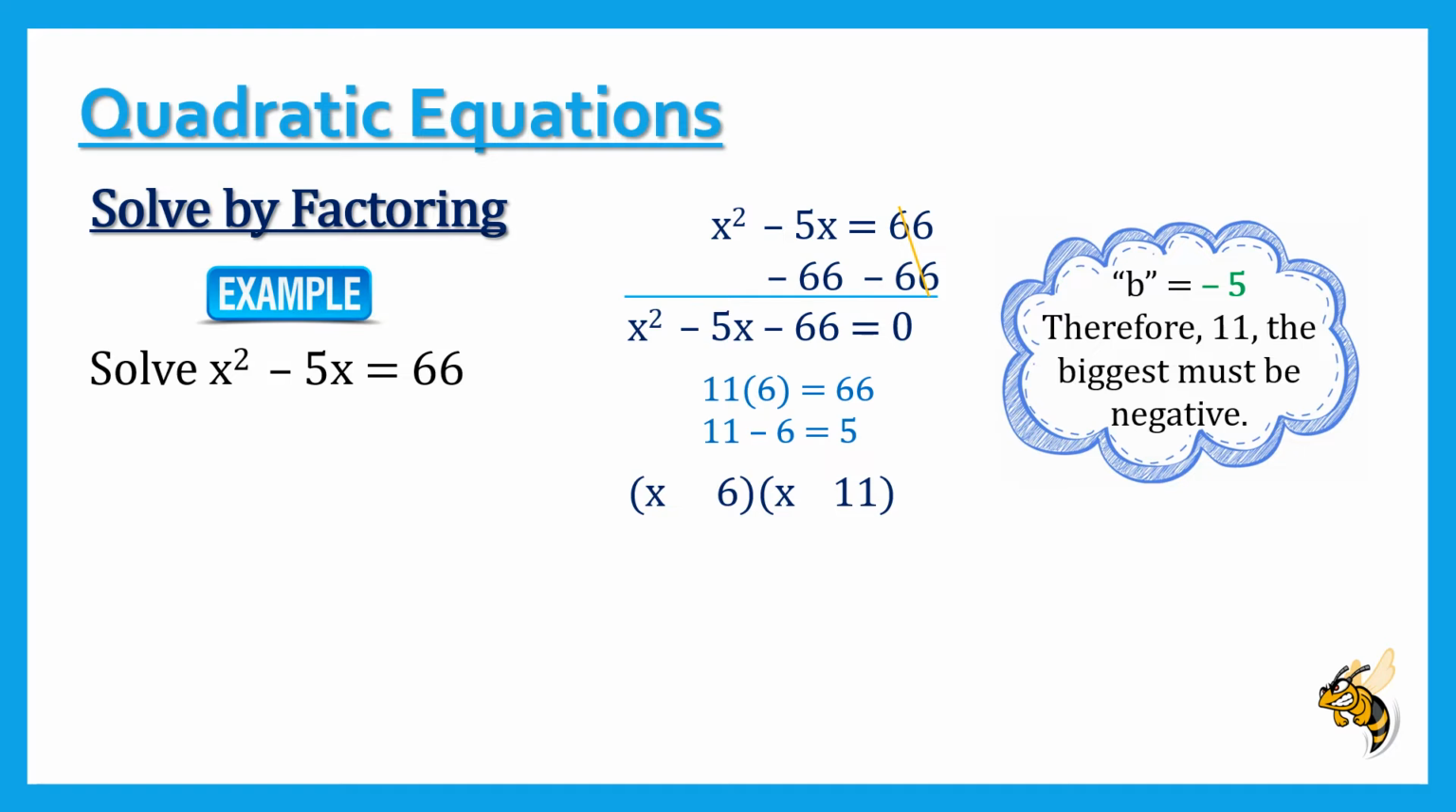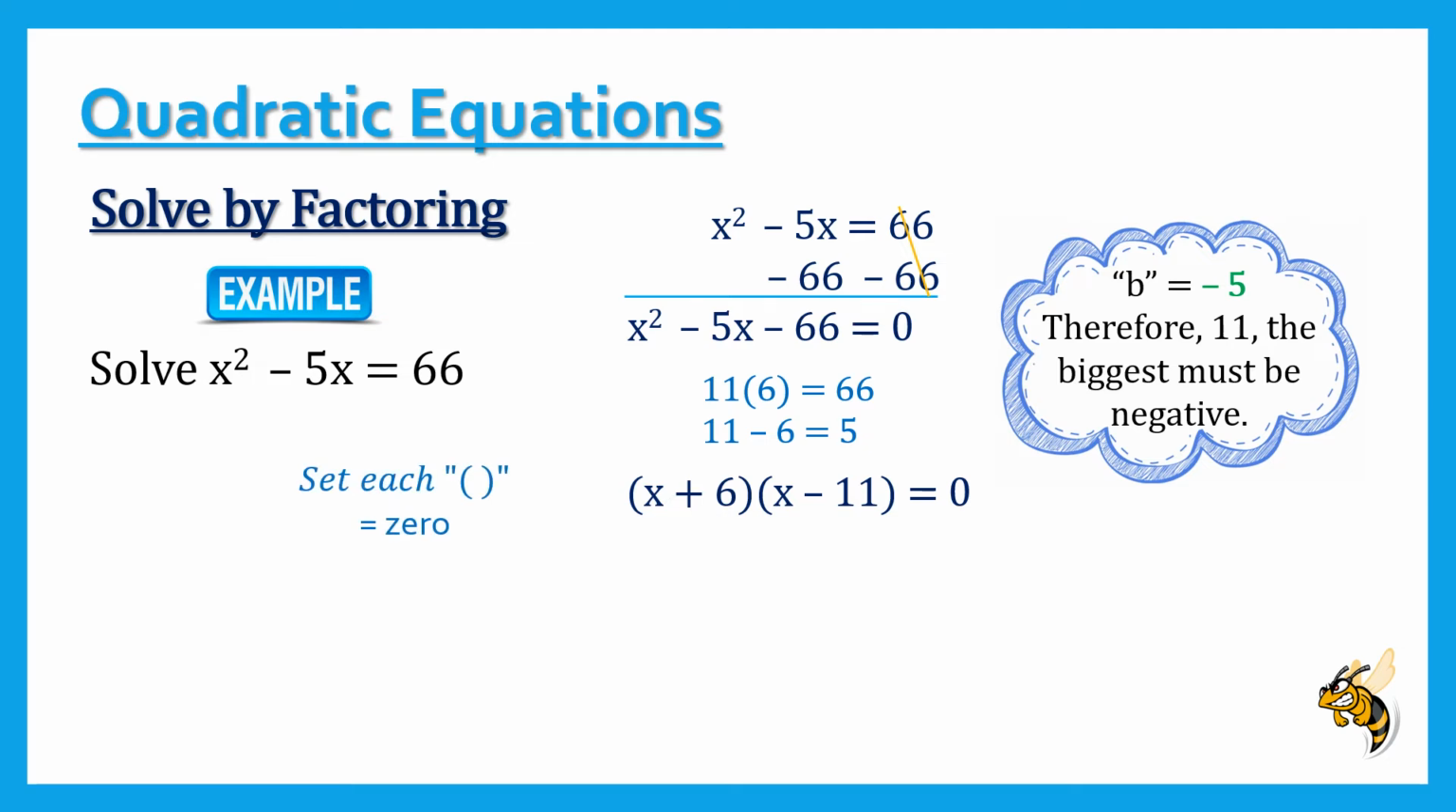We're going to take a good look at b, and b is negative 5. Because b is negative 5, the 11, which is the biggest factor, will take the sign of the b, so therefore the 11 will be negative. So if the 11 is negative, that means the 6 will automatically be positive. So now we have x plus 6 times x minus 11 equal to 0.